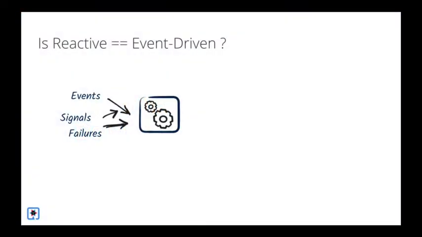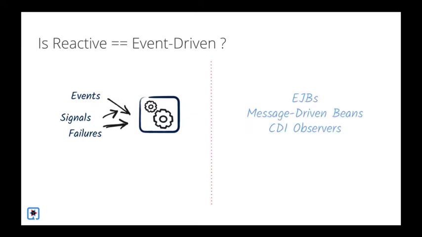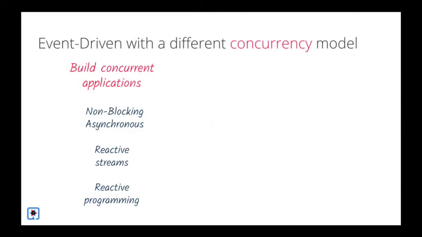If we take this definition, we can consider that reactive and event-driven are really close, because an event-driven application is an application that will receive events and emit events. And yes, it's right. Reactive and event-driven are kind of close, but a reactive application is going to ingest events, signals, failures, and so on. So what's really new behind it? Because you can do that using well-known enterprise constructs such as EJBs, message-driven beans, or CDI observers. Well, it's all about the concurrency.